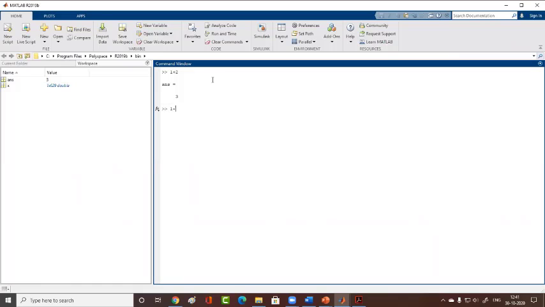Suppose subtraction, no need to discuss again. Very simple concept, 1 into 3, 1 by 4. So 2 by 4 is 1 by 2. So we have one more division.